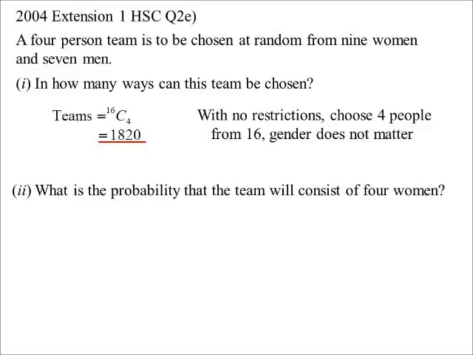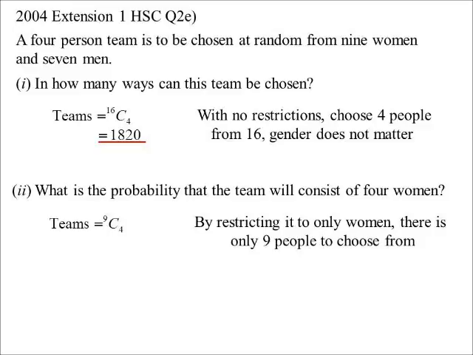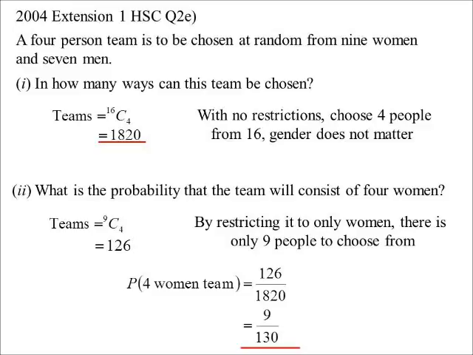Probability that the team will consist of 4 women. So therefore, from the 9, we're going to get 4. So 9C4, 126. So the probability then becomes 126 out of 1820, which is 9 in 130.